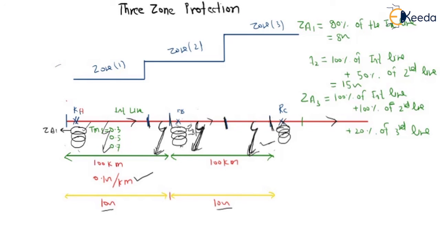We must consider one more point. If the current is flowing in this direction, then the time multiplier setting of relay B, disc 1, should be less than 0.3. Always consider this, because current is flowing in this direction. We must not forget that when we move from load to source, the TMS value increases. So if this is 0.3, then this should be less than 0.3. This is all about the idea of 3-zone protection. Thank you.